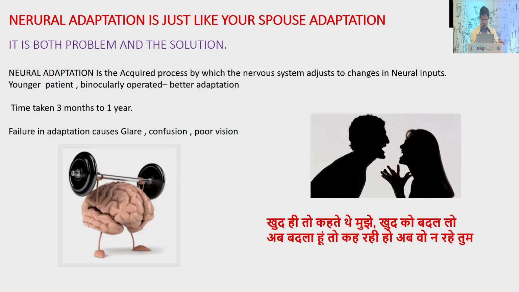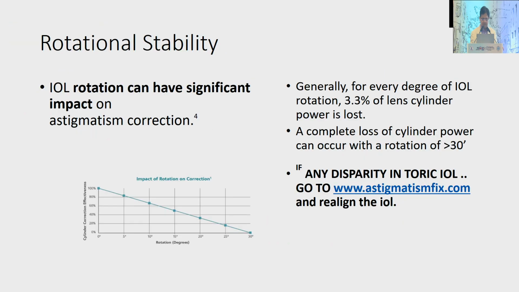It is just a neural adaptation, but you have to get adjusted to it. Now, rotational stability: 3.3% of lens cylinder will be lost for every 1 degree of IOL rotation. And if at all you find any disparity in the toric lens, you can go for astigmatismfix.com and realign it.